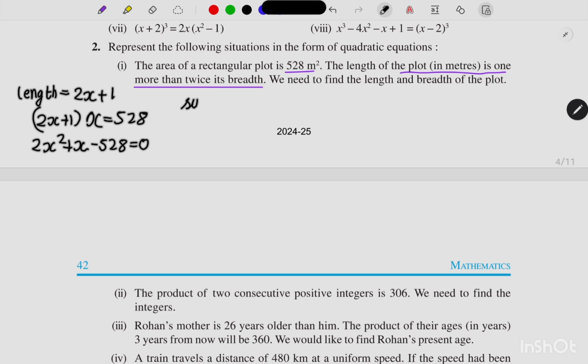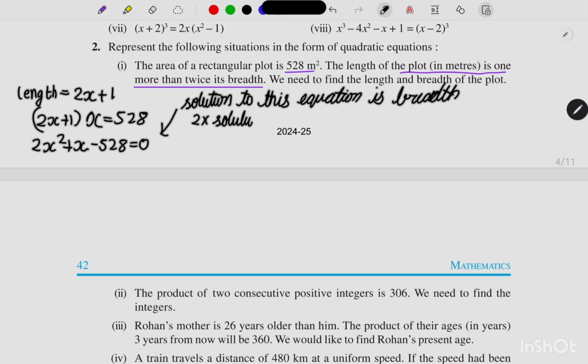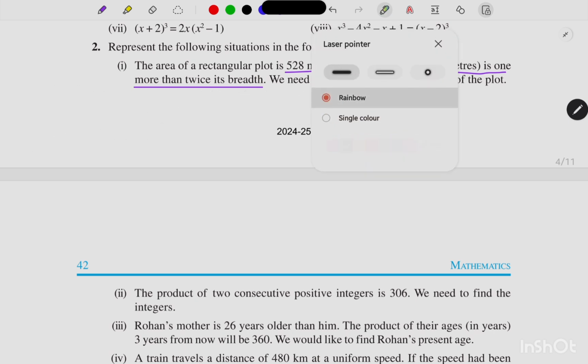Solution to this equation is breadth, and 2 times the solution plus 1 is length. Pretty simple, yeah.